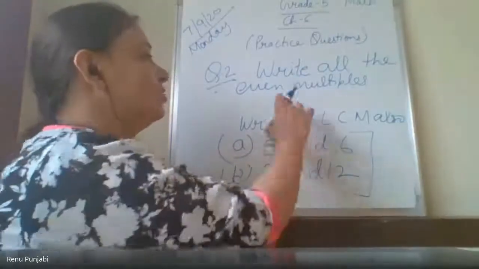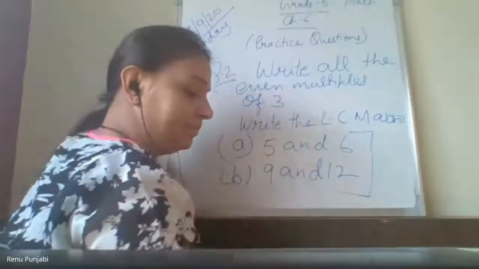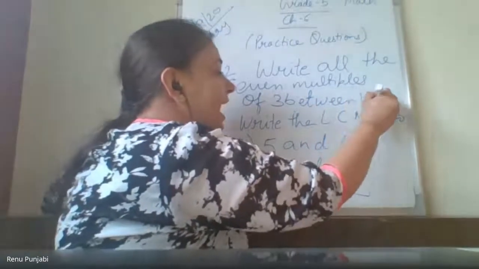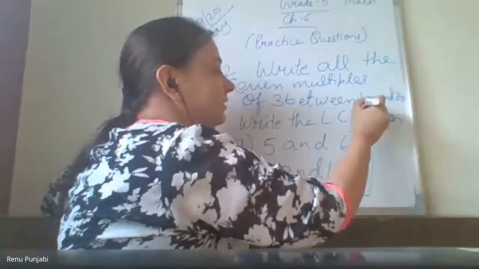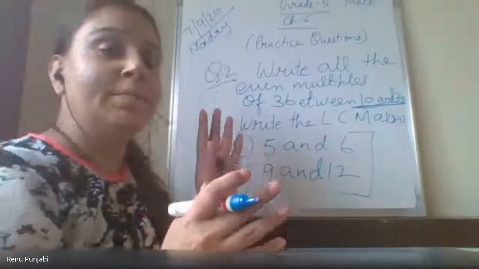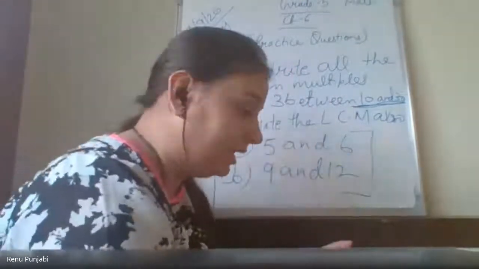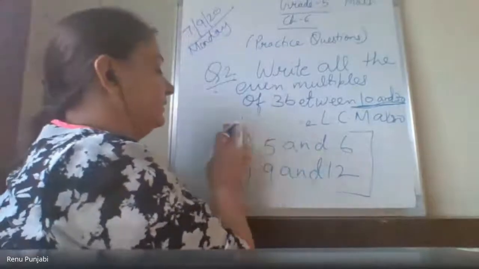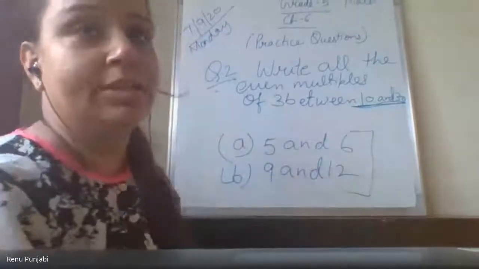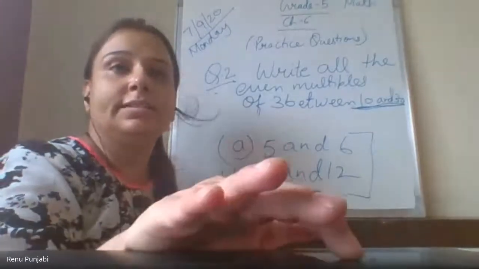Very good. So write all the even multiples of 3 between 10 and 30. Just take a note, between 10 and 30, which all the multiples of 3 are even. So you have to write that. Write these questions. You can solve it and come tomorrow with the answers. Now, please write it fast.